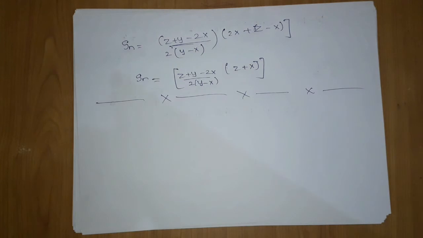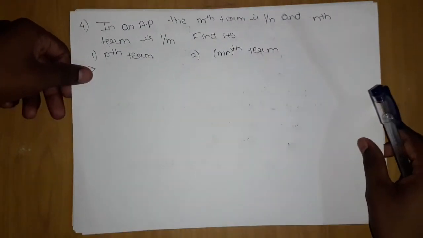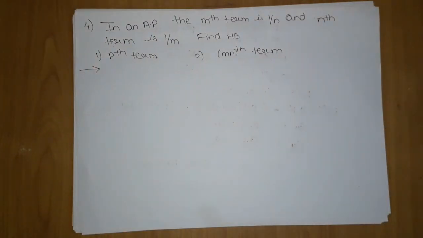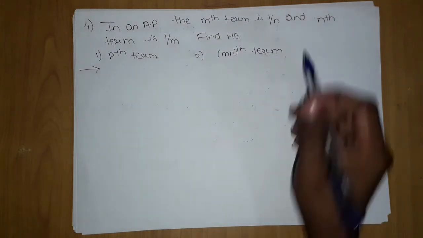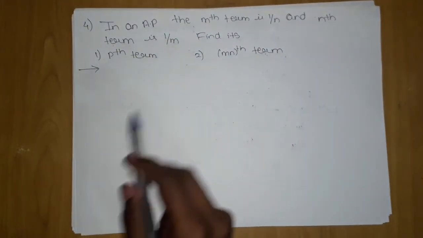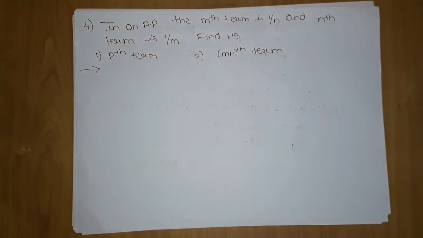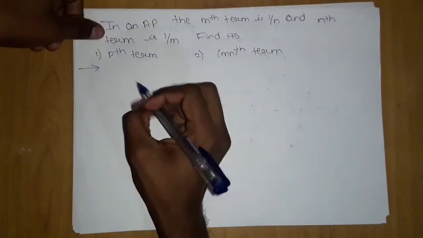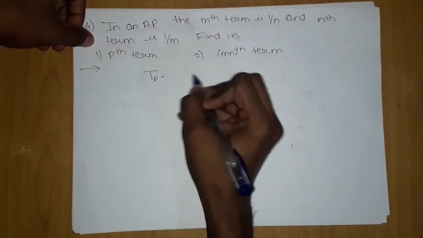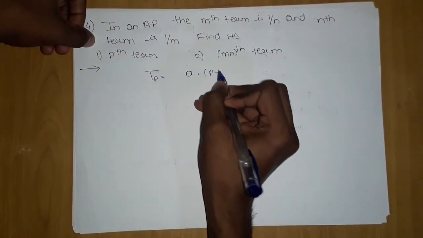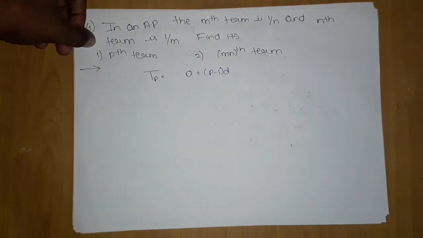The next question, the fourth question, is this one. In an AP, the mth term is 1 by n and the nth term is 1 by m. Find its pth term. Keep in mind m is not equal to n. So let's try to get Tp, which is A plus p minus 1 into D. If we get A and D, I will get the pth term.